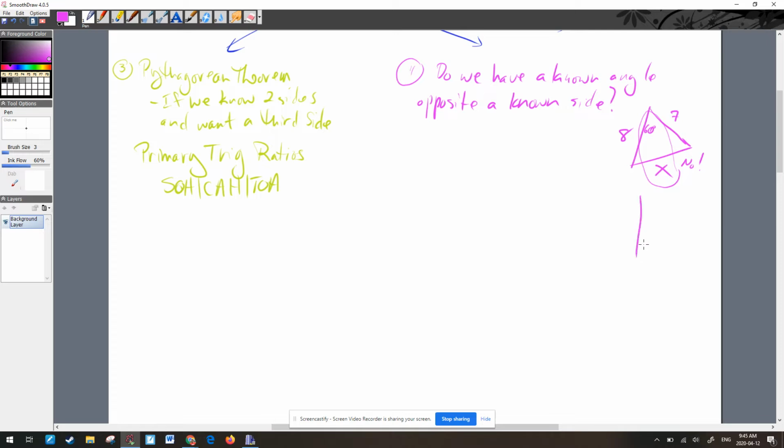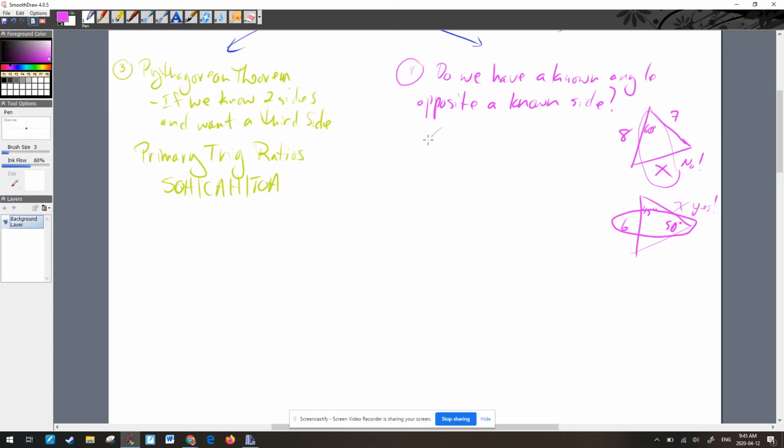Whereas if we had a different triangle, imagine that this was 45 degrees, and this looks to be more like 50 degrees. And we knew that this side was 6, and we were looking for this x over here. Well, in this case, we have a known angle. So here's a known angle opposite a known side. So that would answer a yes to that. So do we have a known angle opposite a known side?